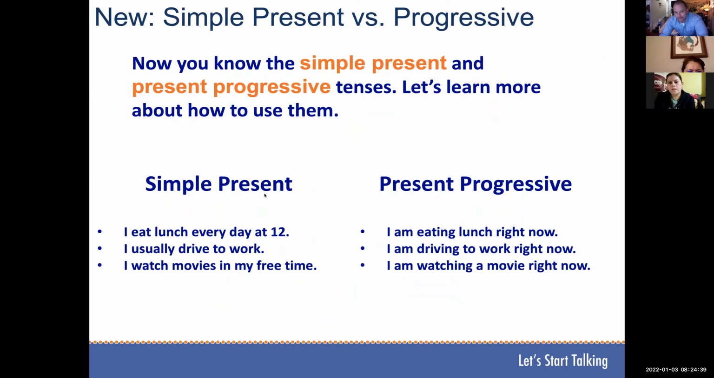Claudia, can you read the examples of the simple present? Simple present. I eat lunch every day at 12. I usually drive to work. I watch movies in my free time. Very good. Caro, can you read the progressive examples? Okay, present progressive. I am eating lunch right now. I am driving to work right now. I am watching a movie right now.